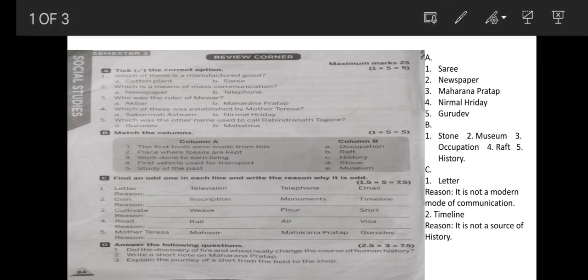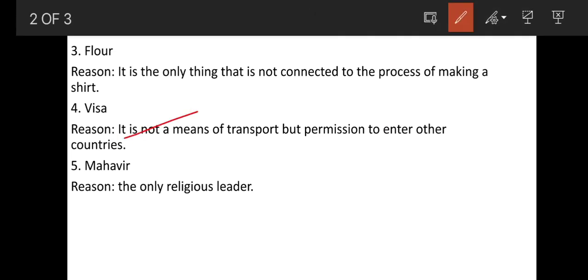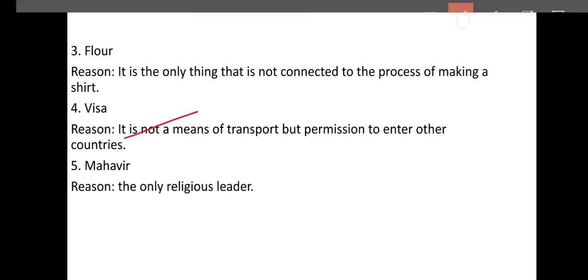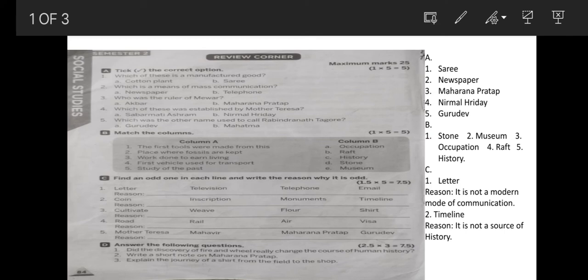Next, 4. Road, rail, air, visa. Which is the odd one? Visa. Circle visa. Why? Because it is not a means of transport but permission to enter other countries. If we want to go to other countries, we need to take permission, that is visa. Without permission, without visa, we cannot enter other countries. But road, rail, air, these are means of transport. So that is the reason visa is the odd one.